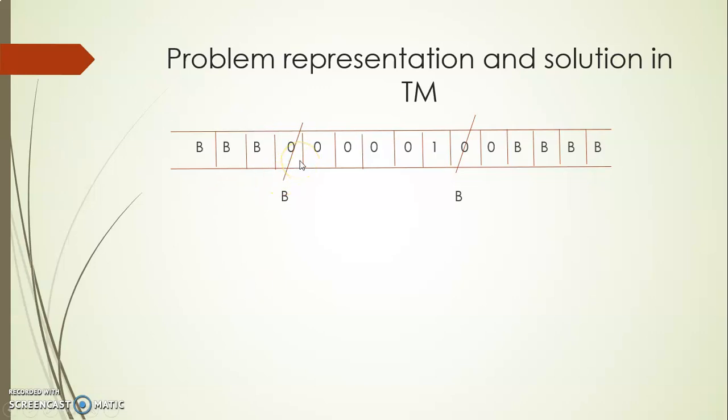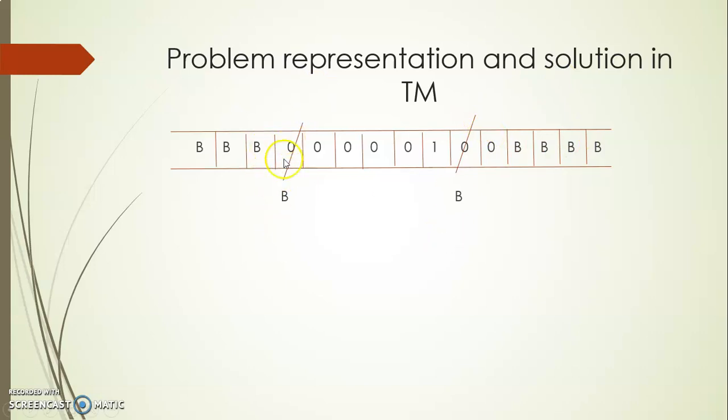So the very simple logic is that I'll convert the first 0 to blank, go towards the right, and whatever zeros I scan after 1, it means we know that it belongs to the second operand, right? So that I'll make blank. But there is a problem with it.